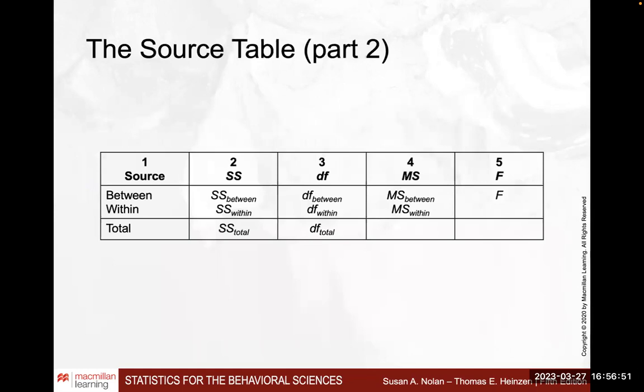Okay, source table. Know how to read and interpret a source table. That's really important. So know all these components. And we've gone through it in much detail.